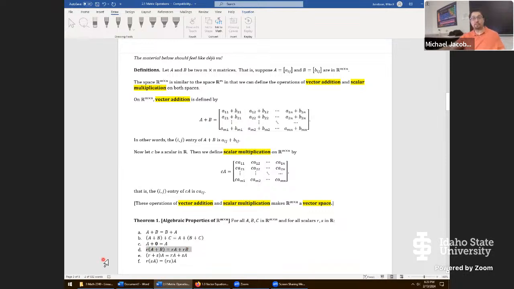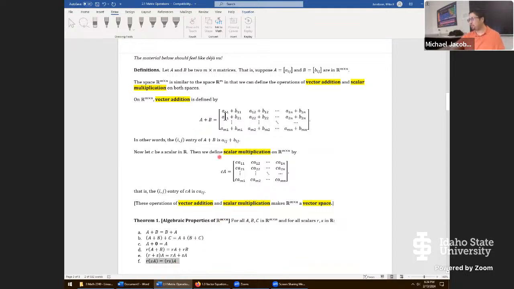We have a distributive law where scalars can distribute across. We can also distribute a matrix across two different scalars and get that result. And this is a form of associativity, but just for scalars. Either scale A with S, or multiply R and S together and scale A by both. You're just going to get the same exact result.